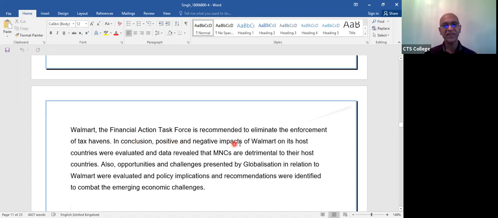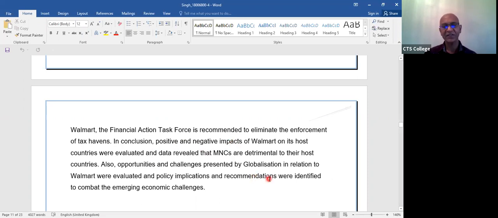There have been both positive and negative impacts on Walmart, on its host countries, and opportunities and challenges were evaluated and policy recommendations were identified. This is a bit too vague. In your conclusion, if you say the positive and negative impacts were identified, remember you're supposed to summarize very briefly what were the positives. So the positive in this case was job creation. The negative was sweatshops, crowding out and exploitation of tax havens.